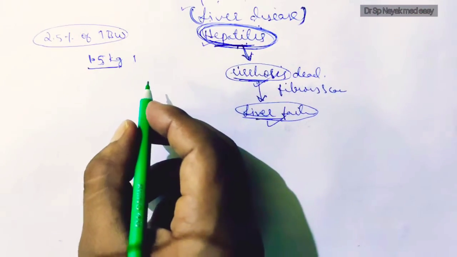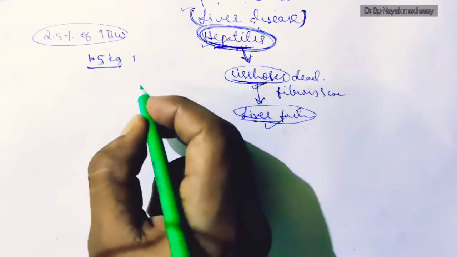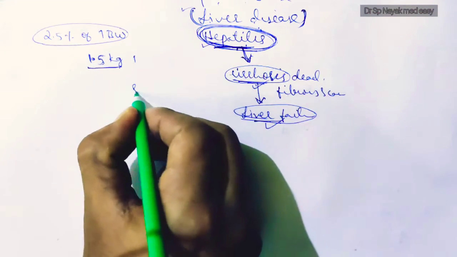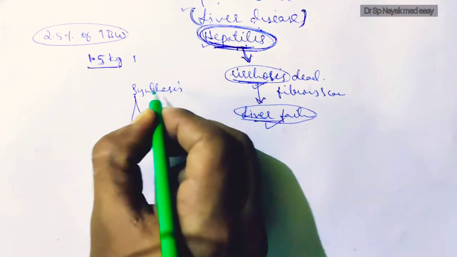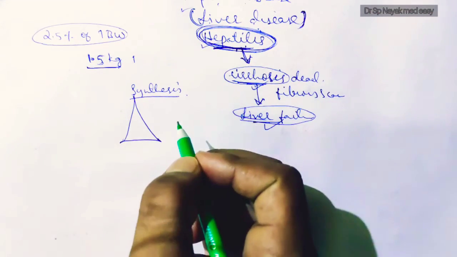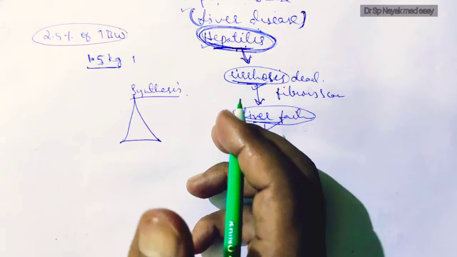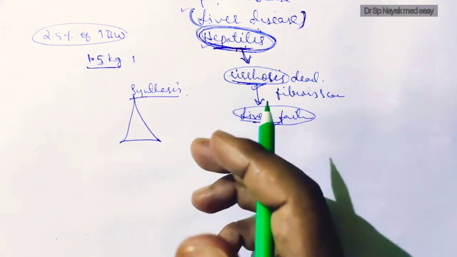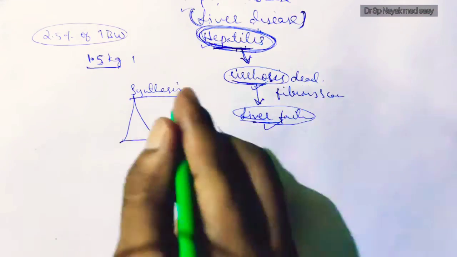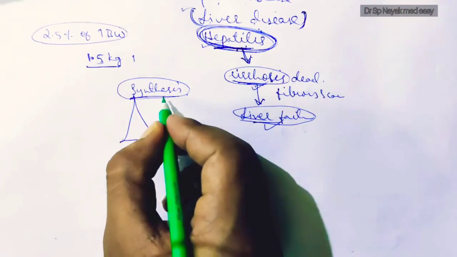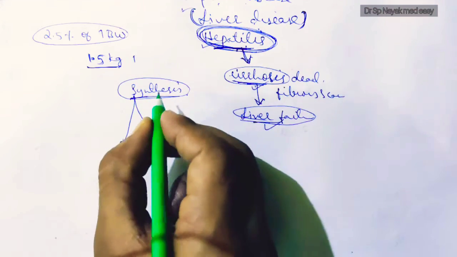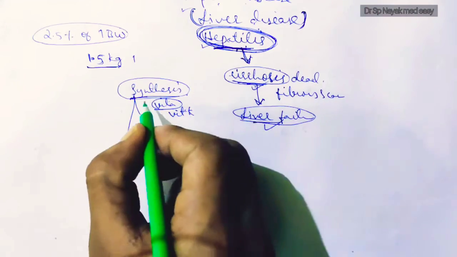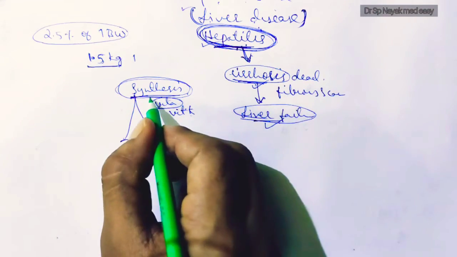It has major functions in the body. Let me discuss 3 different functions. The first function of the liver is synthetic function. The liver is a factory of the human body. It produces many enzymes, hormones, proteins, amino acids, everything. Synthetic function is very important, and among all this, it synthesizes vitamins, and among vitamins, vitamin K is very important. So these are the synthetic functions of the liver.